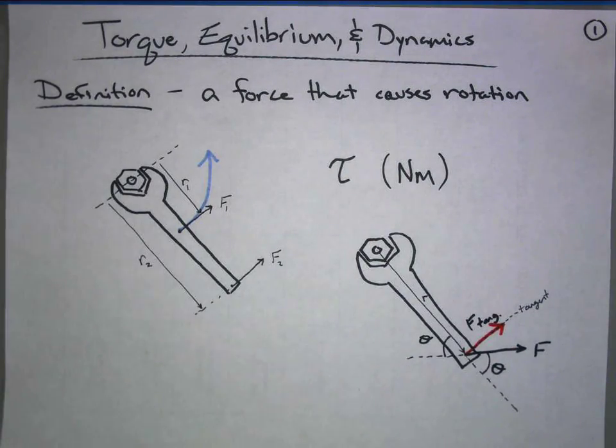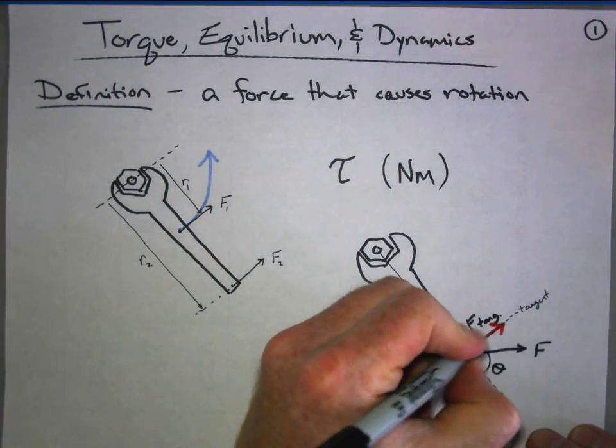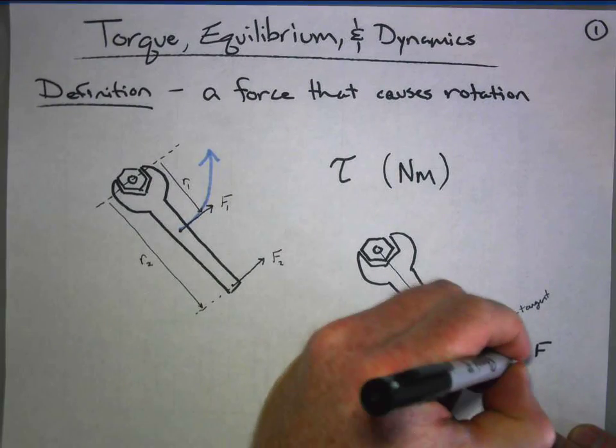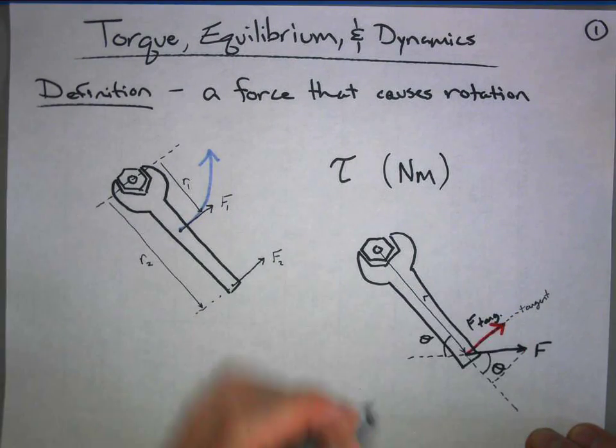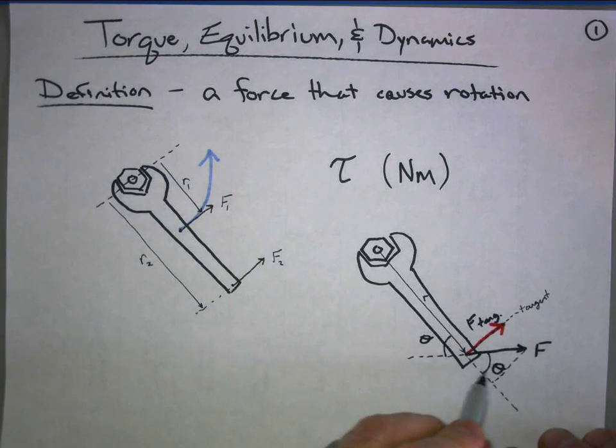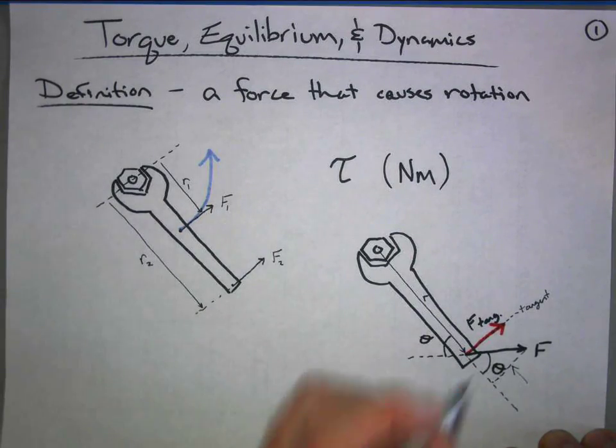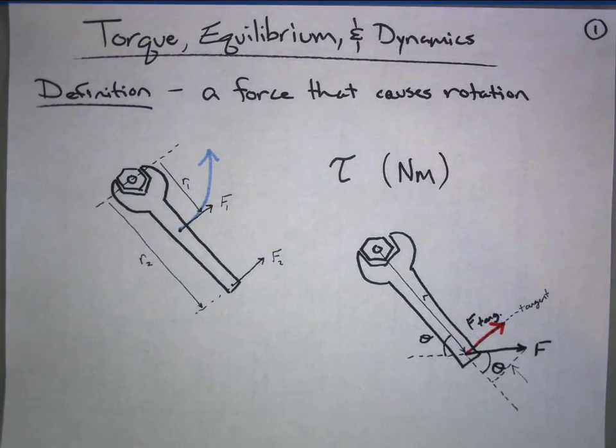F tangential, if you like, and that's the guy that matters. Well, if we make our right triangle, this guy's going to show up over here. So we have a right triangle, and you can see here's theta. That's the guy we're interested in. It's the opposite of the theta, so we are using the sine function here.